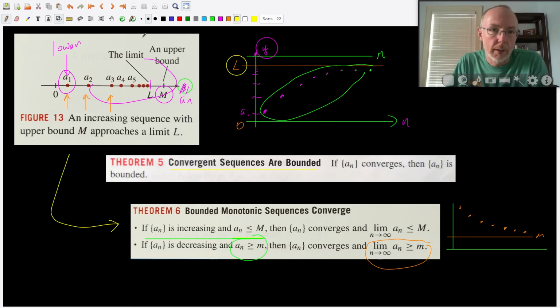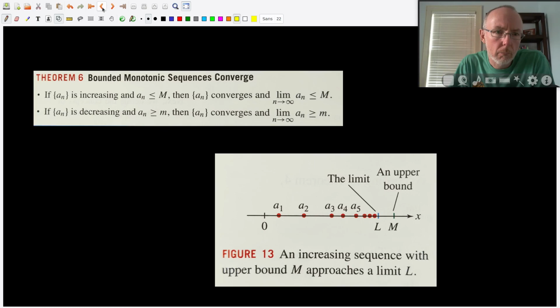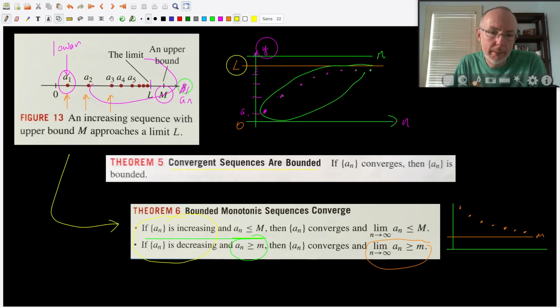Convergent, no, that's not right. We can make that conclusion if we can also determine if it's increasing or decreasing. Why would that be, by the way? Let's think about this theorem. It says bounded sequences converge, right? If it's increasing and it's bounded above, it converges. If it's decreasing and it's bounded below, it converges. Why doesn't it just say every bounded sequence converges?